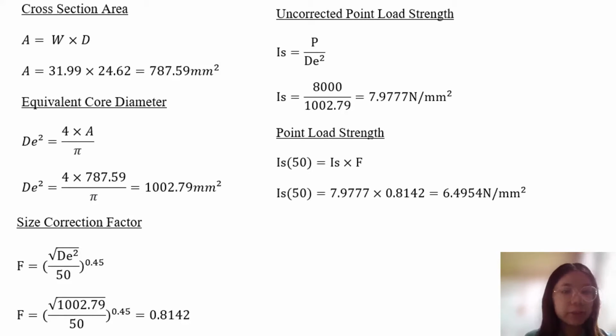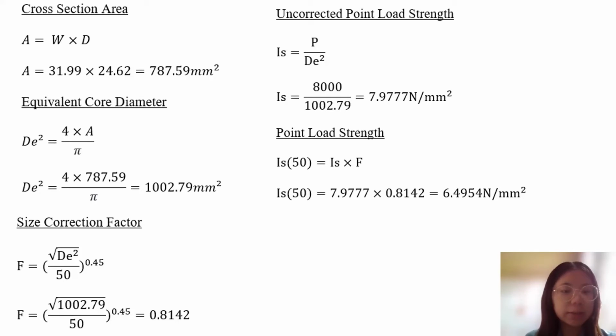Next, we need to calculate the cross-sectional area of our sample in this experiment. We multiply the average width and the depth to get the cross-sectional area. The third calculation step is we need to calculate the equivalent core diameter. We multiply the cross-sectional area we calculated in the previous step by 4 and divide by pi, and we can get the equivalent core diameter. The fourth calculation step is we need to calculate the size correction factor.